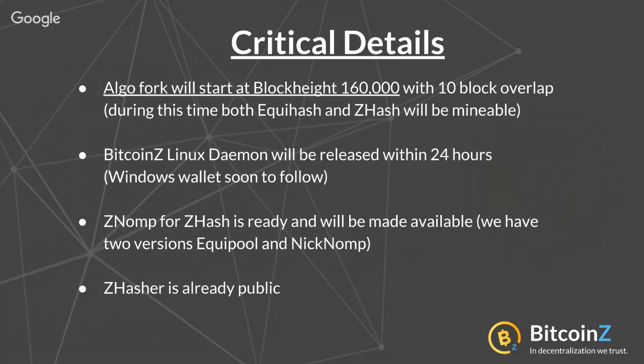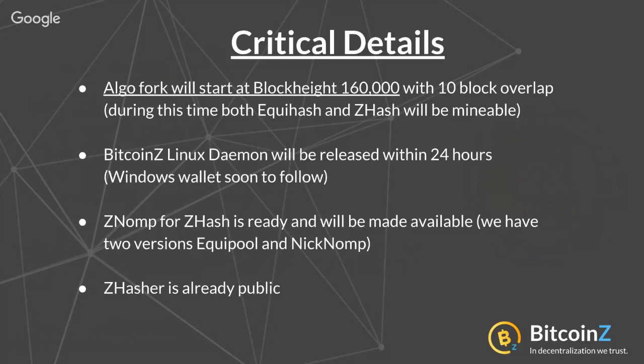Basically, the Zhash blocks will start to be submitted and written to the blockchain. Then there will be a 10 block overlap. My understanding is that there'll be both Equihash and Zhash mineable for those 10 blocks. So basically from 160,000 to 160,010?